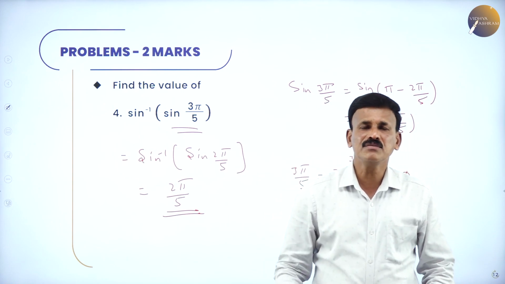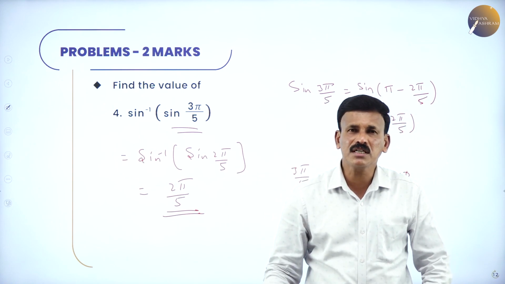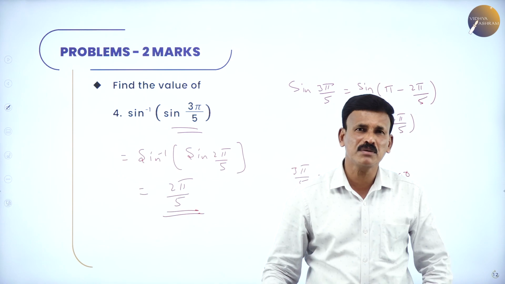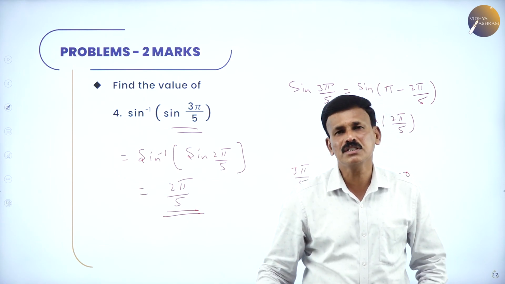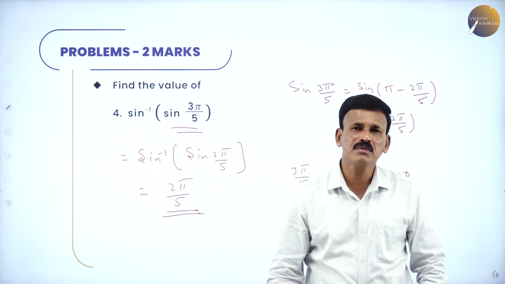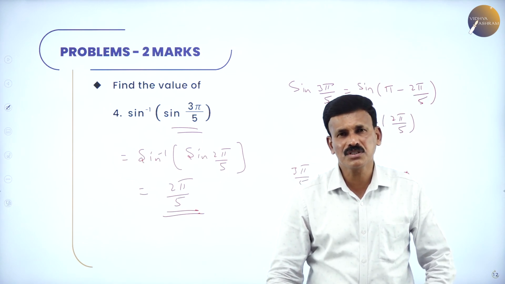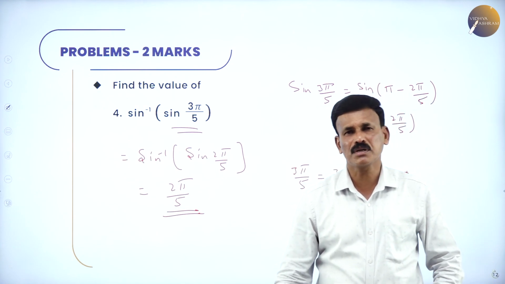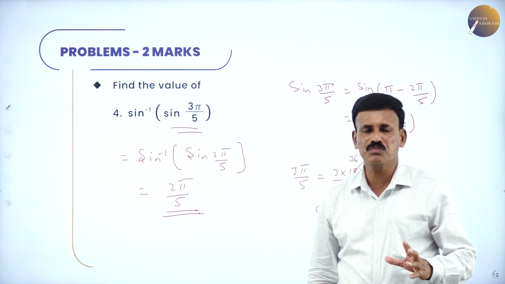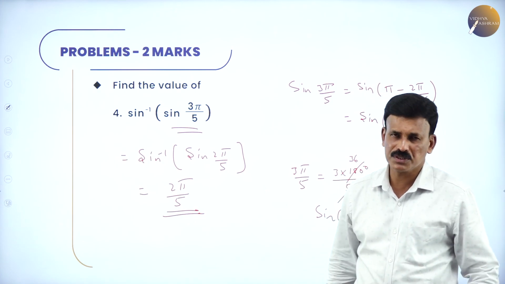Sine inverse of sine theta is equal to theta if theta lies between minus pi by 2 to plus pi by 2. Cos inverse of cos theta is equal to theta if theta lies between 0 to pi. And tan inverse of tan theta is equal to theta if theta lies between minus pi by 2 to plus pi by 2. So these are the few problems based on the properties.